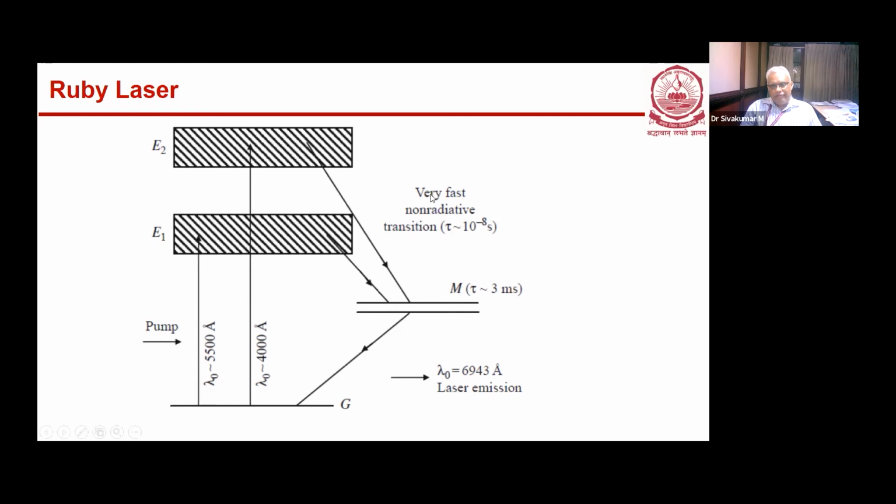So this is a very fast and non-radiative transition. That's what I told, it need not be photons. It could be due to some heat radiation also. In the bracket, it is given the lifetime of atoms in this level. You can see that the lifetime of atoms in the metastable level is slightly more than the lifetime of atoms in the pumping level. From this metastable level to the ground level, the lasing action takes place. So these are the simple energy level diagram of ruby laser.